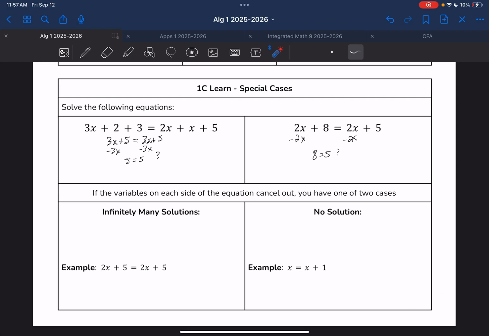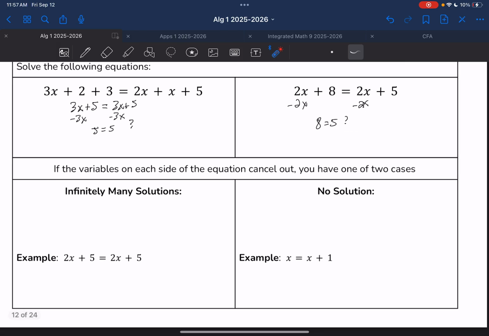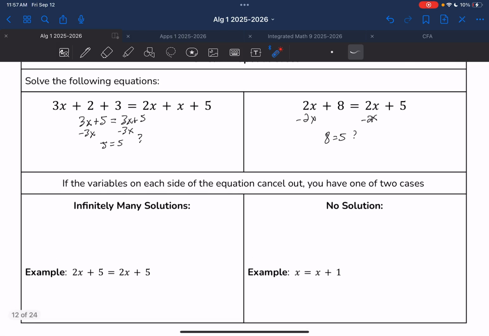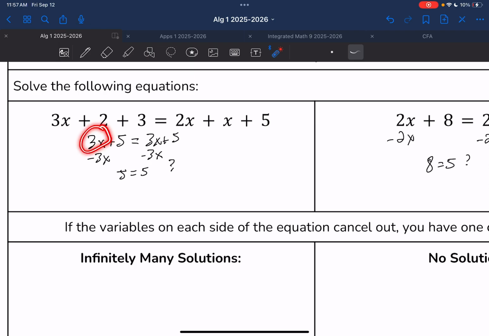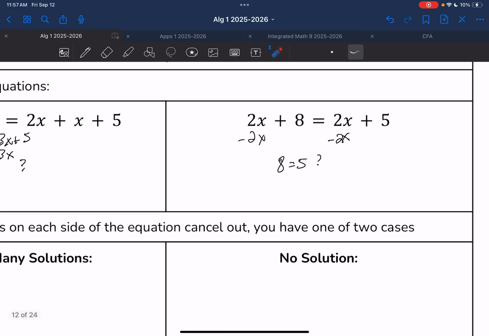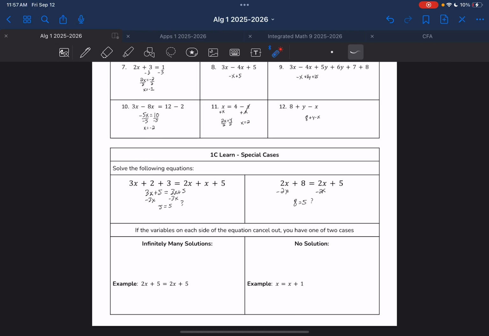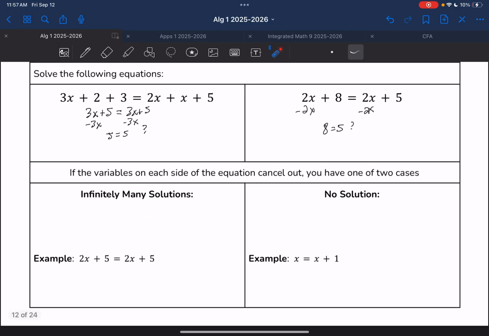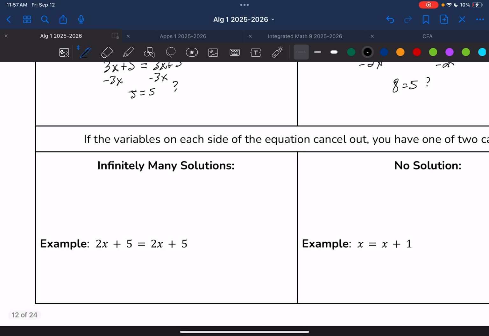And so how this happens, or what this means, is that the variables on either side are able to cancel out. If you look over here, we have 3x and we have 3x. Those cancel each other out. Over here, we have 2x and 2x, and those cancel each other out. And so once you cancel out the variables, if the result is a true equation, an equation that actually makes sense, then you know it is infinitely many solutions.